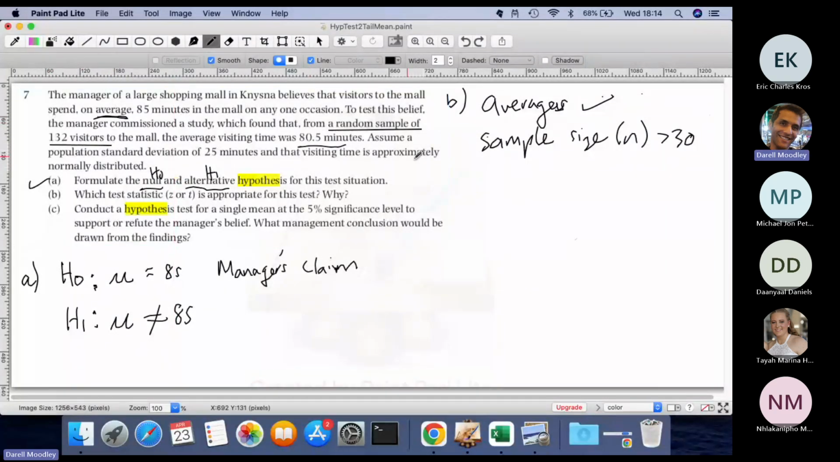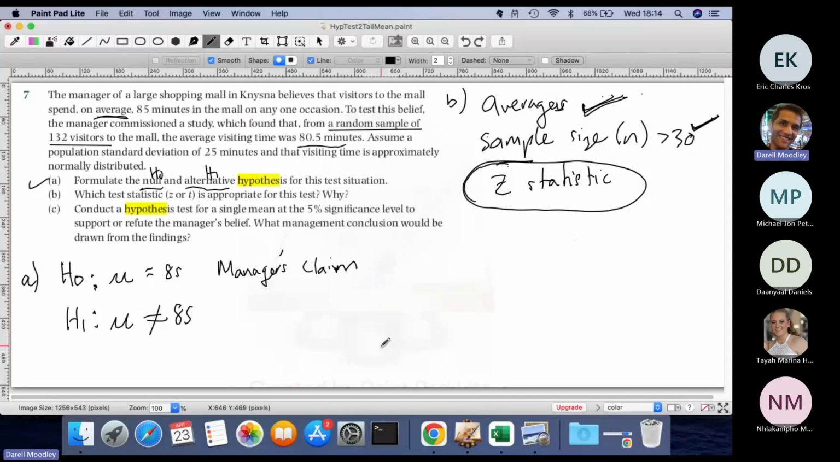Okay, it is. So if that's ticked off as well, if these two are ticked off, that means if you're dealing with averages, and if your sample size is more than 30, then you use a Z statistic. Remember that. Please make a note of that somewhere. You need to learn this off, right? So if these two conditions are met, that is, are you dealing with averages? Is your sample size more than 30? If so, you're using a Z statistic.